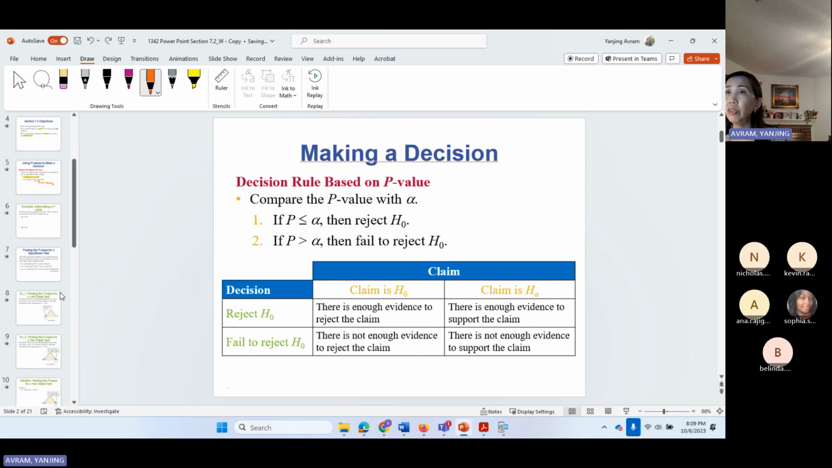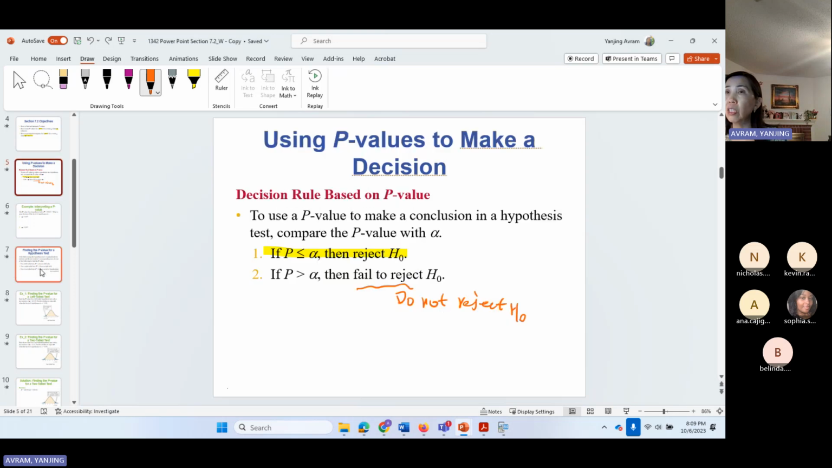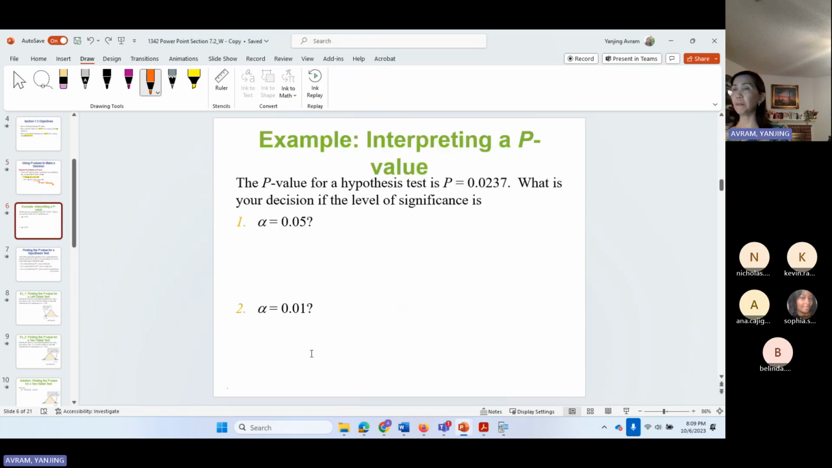All right, so given these things, now we're going to look at a decision here. If the p-value for a hypothesis test is 0.0237, what is your decision if the level of alpha is 0.05? Okay, so we have a p. I usually like to write down the p, 0.0237. Okay, so is p greater than or less than alpha? Anyone?